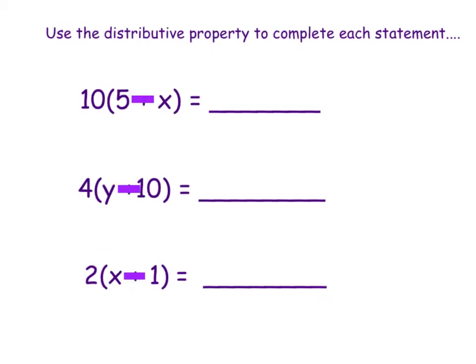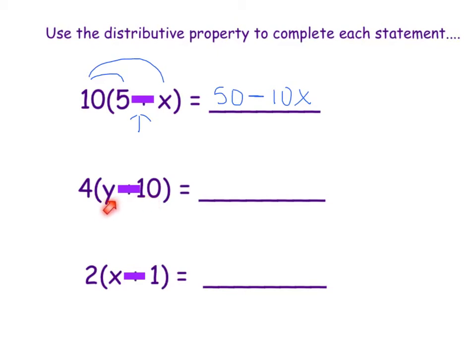Okay, a few more examples, but this time with subtraction. Here is our difference, and if a difference is being multiplied by the same number, in this case 10, you can multiply first. So 10 times 5 is 50. 10 times x is 10x, but this time we have that subtraction sign. So we're going to have a subtraction sign in our problem.